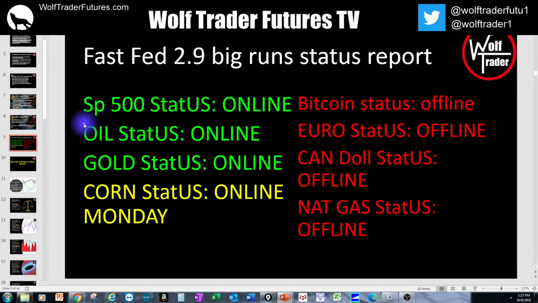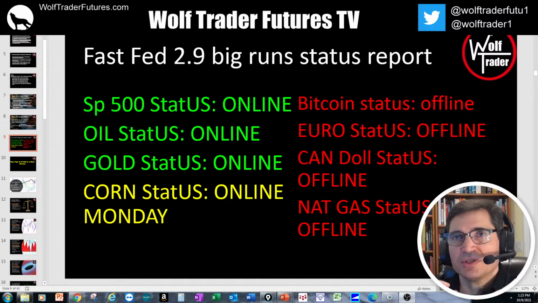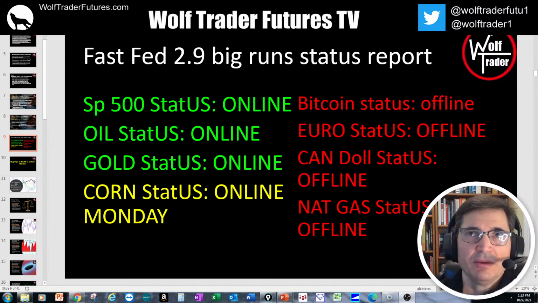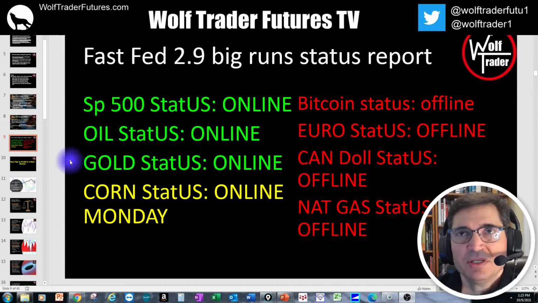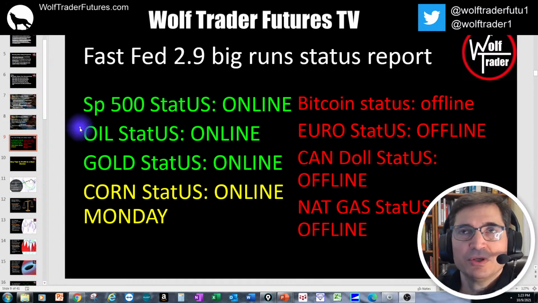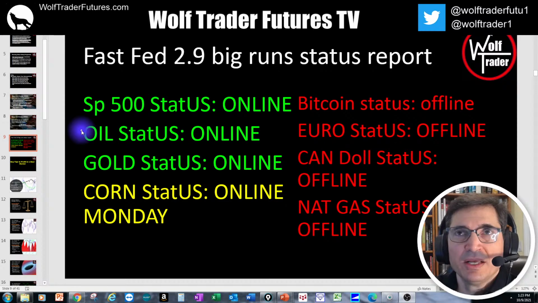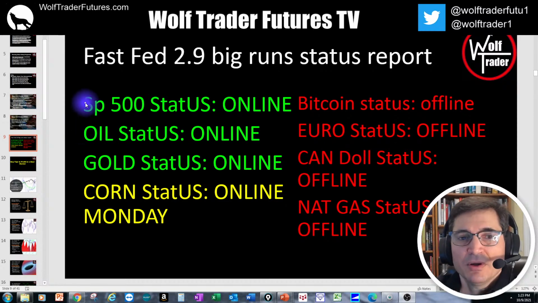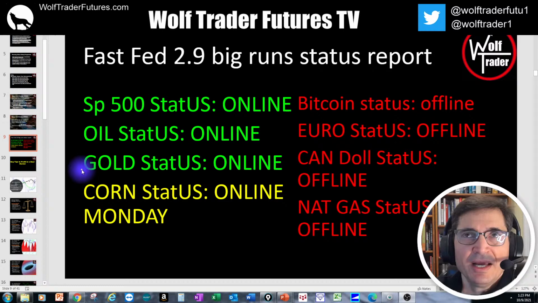And for those of you interested in the auto trading, here's a big thing. This is a new algorithm with the FastFed 2.9, the big runs. Like I said, I feel that this has the most potential of any system we've ever rolled out. Auto trading is where your account is controlled by a third party and I send the signals. I originally was just going to do gold on that, but I'm thinking about combining maybe 2 or 3 symbols on the auto trading. So S&P, oil and gold together to run as a trio.